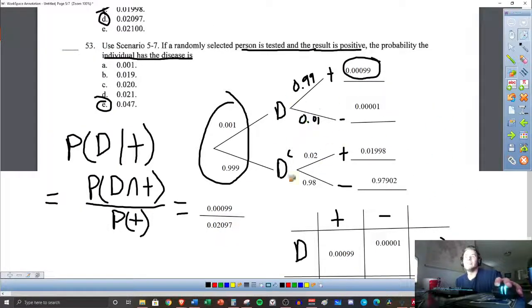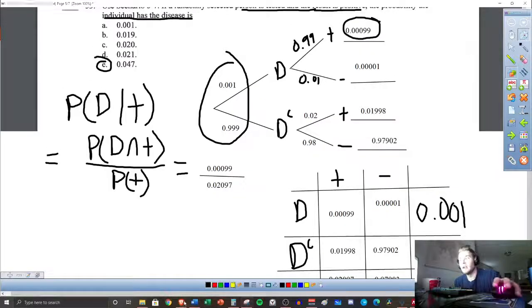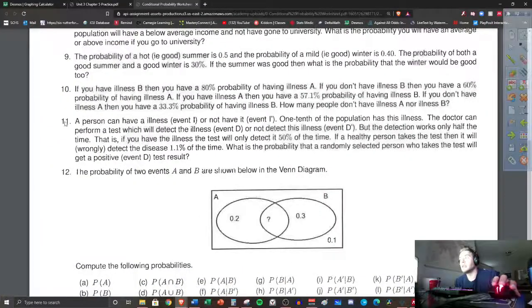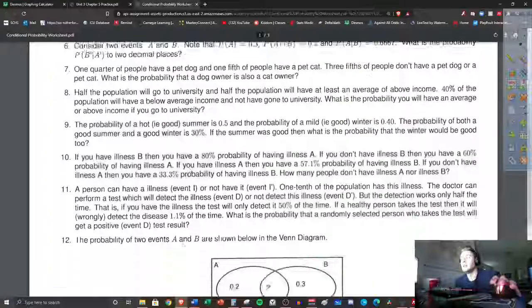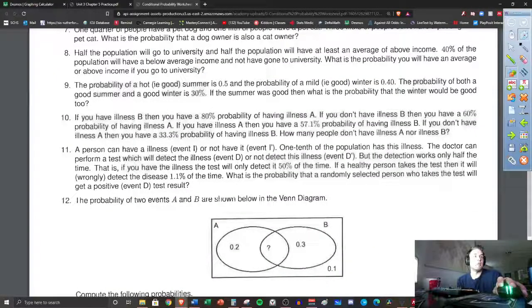You should try this method with the two-way table or with the tree diagram. You can make it work with a two-way table, it's just a little more challenging. But try that on the conditional probability here for number 11, and that should help you out. Okay. All right, we're 28 minutes in. I'm going to go ahead and stop here.